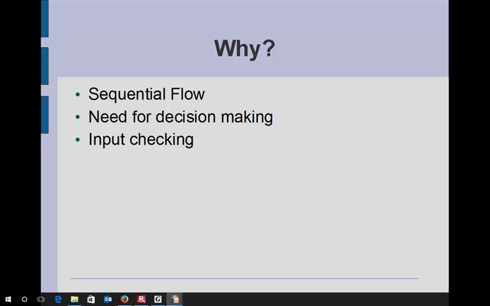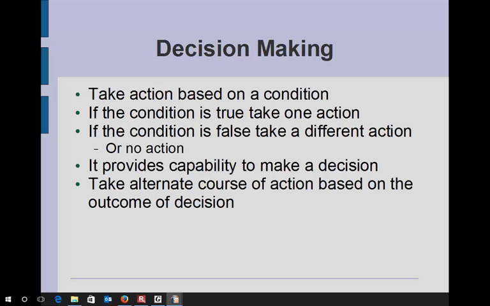Okay. So what are we really doing? What we are doing is taking action based on a condition. When we look at the condition, it is going to be either true or false. If the condition is true, we are going to take one action. If the condition is false, then we will take a different action, or maybe we might not do anything. So it gives us the ability to make a decision, and to take an alternate course of action based on the outcome of the condition.